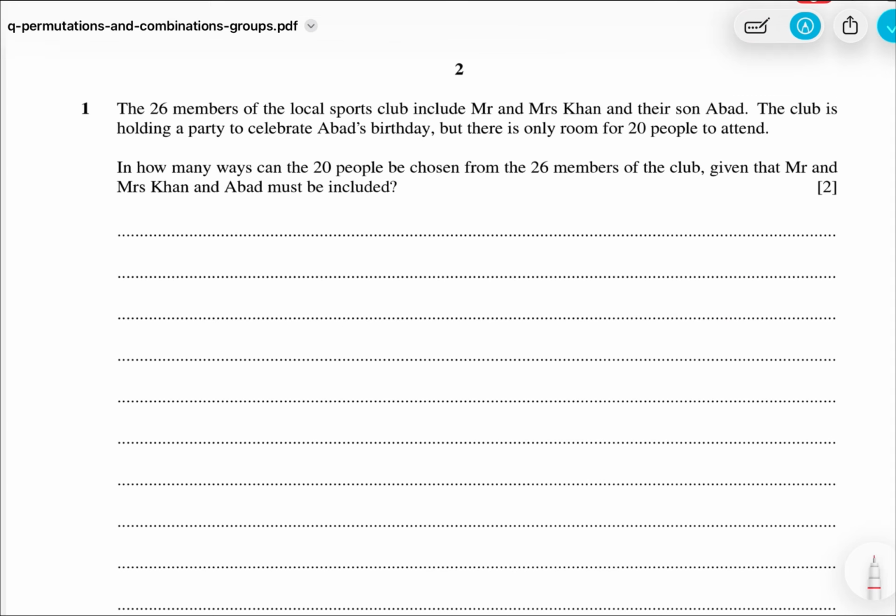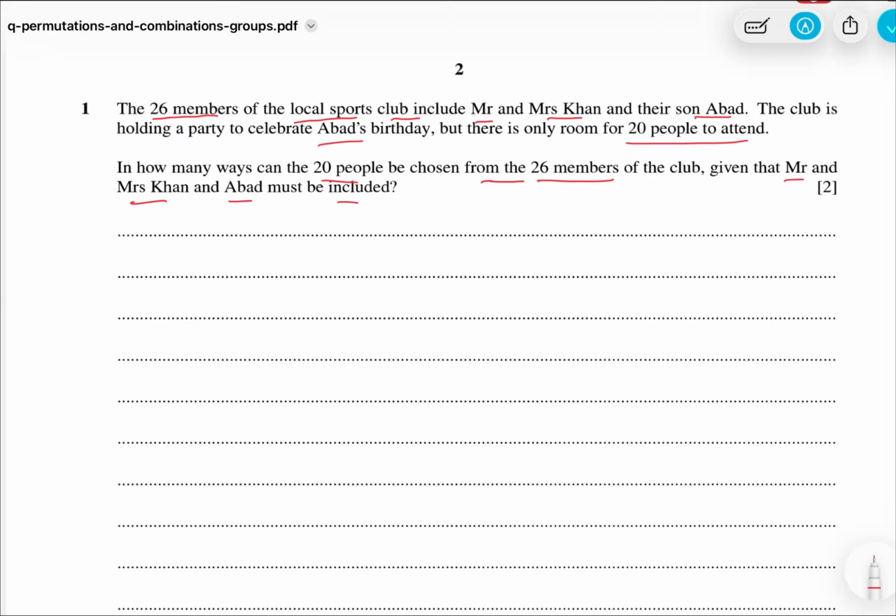Now, look at this one. The 26 members of a local sports club include Mr. and Mrs. Khan and their son Abad. The club is holding a party to celebrate Abad's birthday. But there is only room for 20 people to attend. In how many ways can 20 people be chosen from 26 members of the club, given that Mr., Mrs.